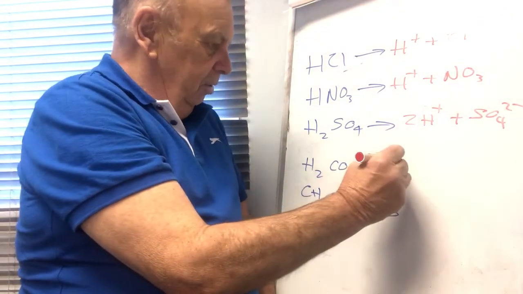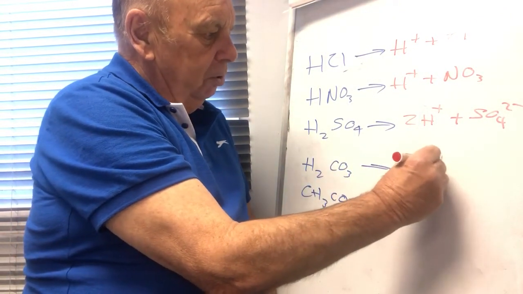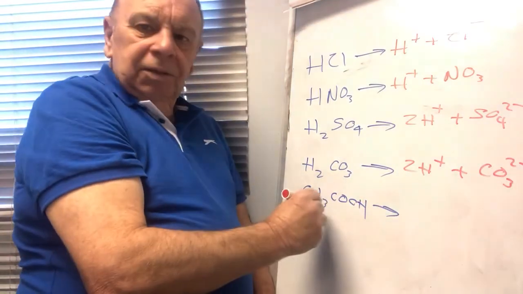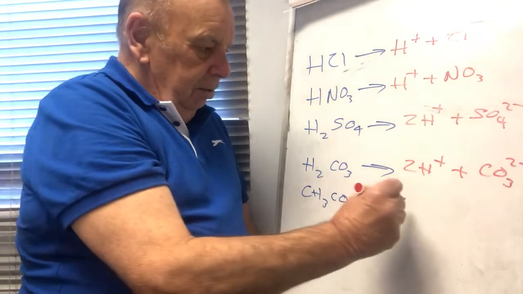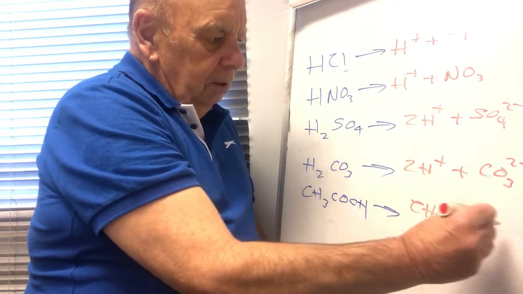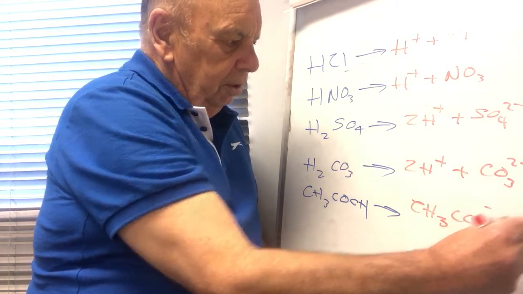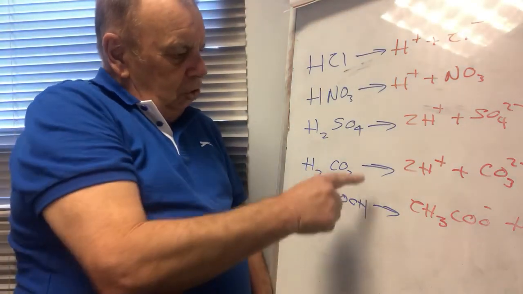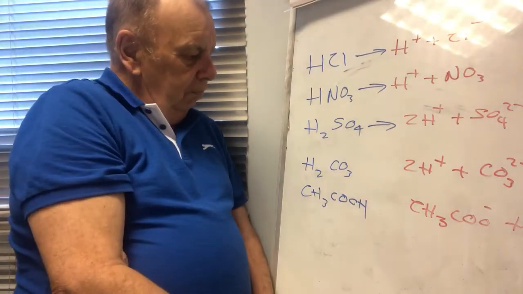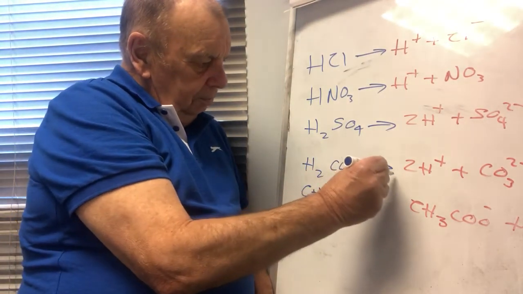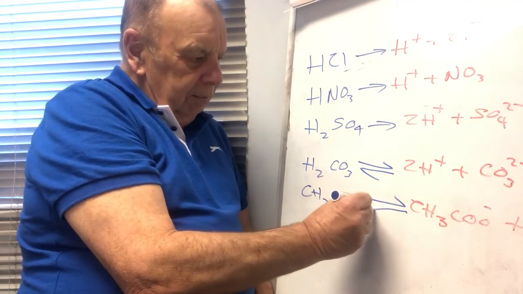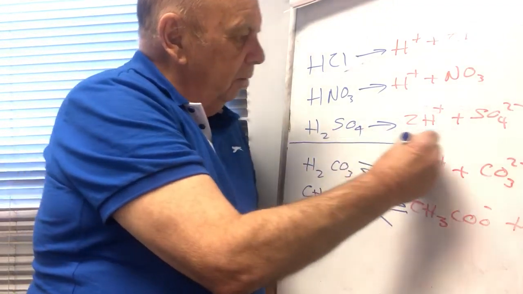Carbonic acid gives you 2H+ and the carbonate anion, and this is ethanoic acid. It produces the ethanoate ion plus hydrogen ion. I'm going to change that sign into that sign, which means it's reversible, but I'll speak about that in a moment. I'm going to draw a line across there.